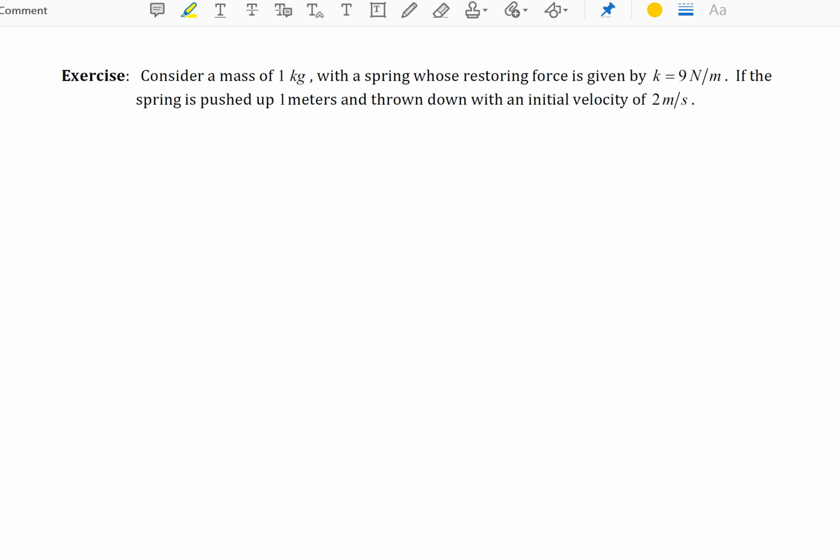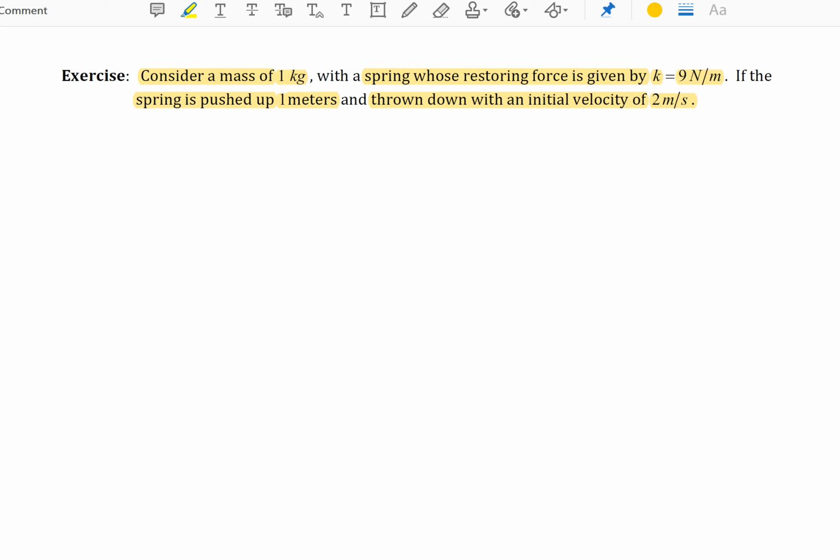In this example, I would like to consider a mass of 1 kilogram suspended on a spring whose restoring force is given by 9 newtons per meter. The spring is pushed up 1 meter and then thrown in the downward direction with an initial velocity of 2 meters per second. And I would like to find the motion, or a function that describes the motion of this spring.